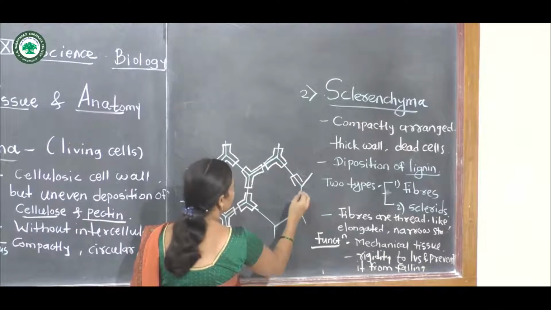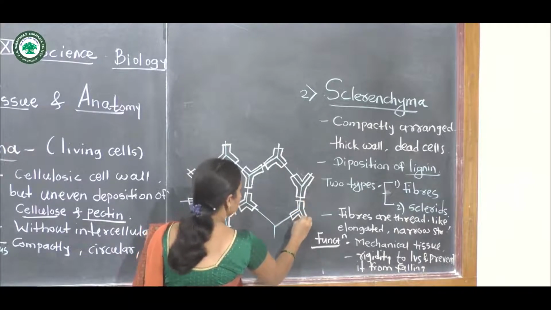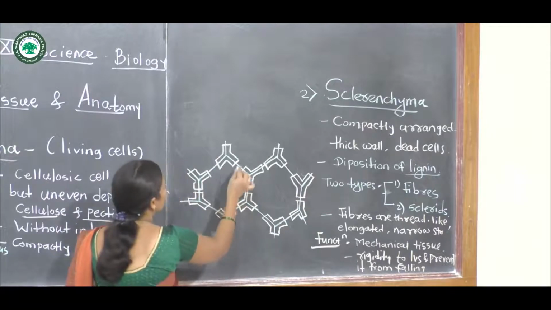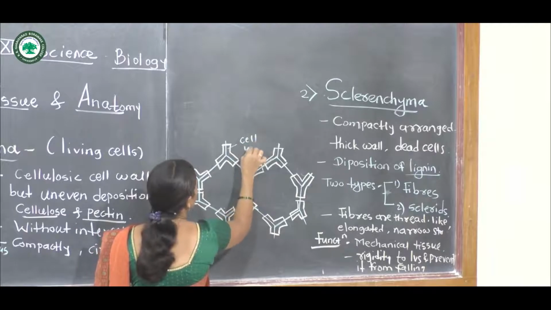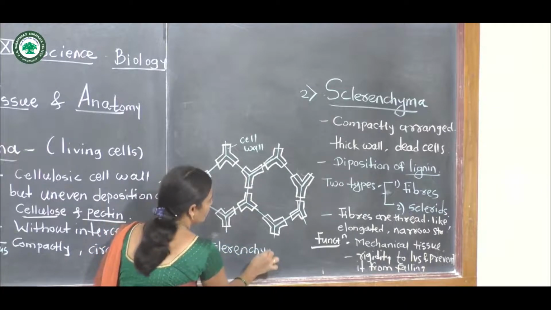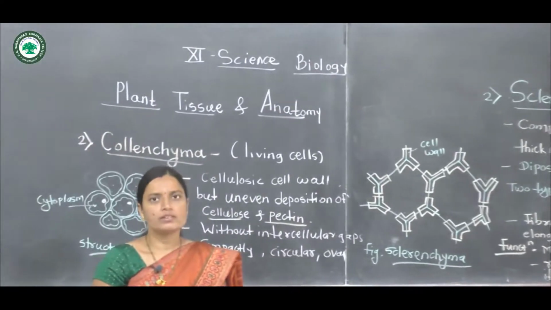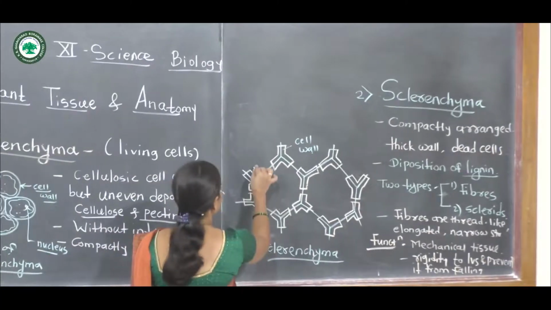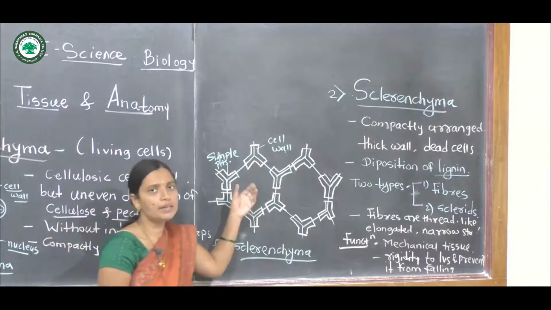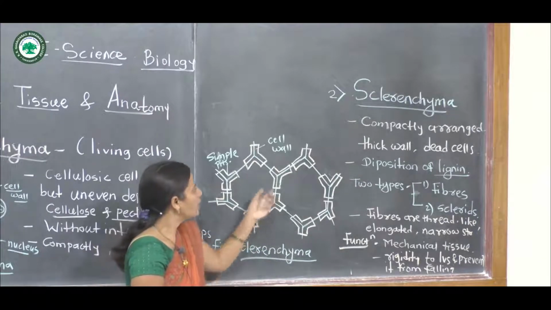This Sclerenchyma has compactly arranged cells without intercellular spaces, and the cell wall is thick. This is the structure of Sclerenchyma. Simple pits are present in these cells. The cells are compactly arranged and the cell wall is thick in nature, and it is called dead tissue.